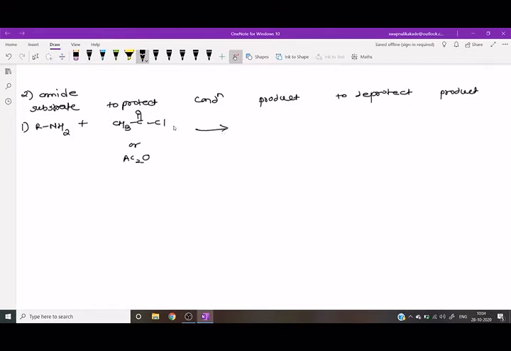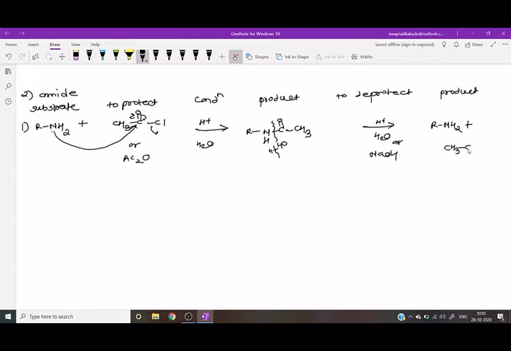The condition for protection is acidic condition. Here for protection and deprotection, the condition is acidic condition or basic condition. The product formed after protection is amide. After acid hydrolysis, we get amine and acid.